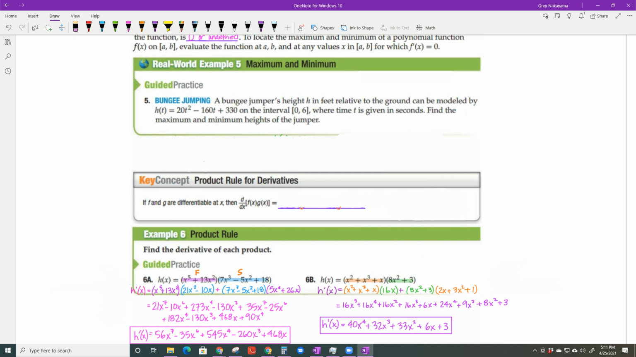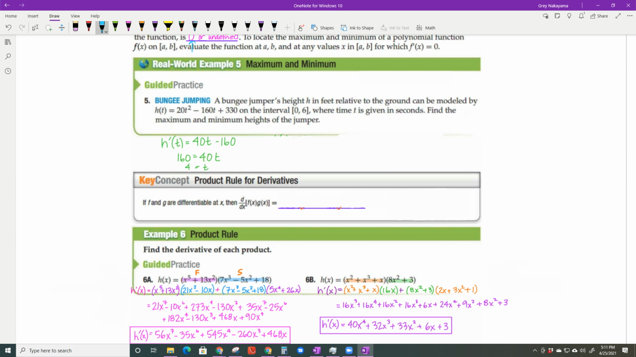So the derivative of my 20t squared, well, 2 times 20 is 40t, because I lowered my exponent by 1, minus, well, t has an exponent of 1 times negative 160, and then the 330 is your constant, so that's going to go away. Now, up here, as you see right there, we're going to set it equal to 0. So when I set it equal to 0, I'm going to add 160 to both sides and divide by 40, so I find out that t is 4.